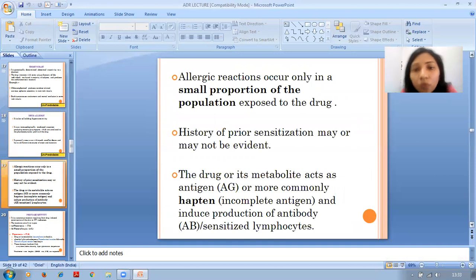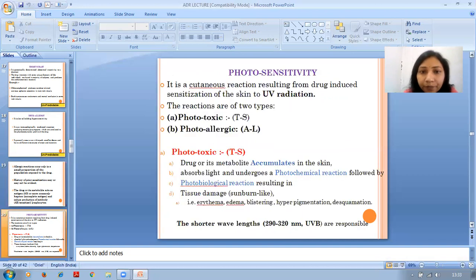Allergic reactions occur only in a small portion of the population exposed to the drug. History of prior sensitization may or may not be evident. The drug or its metabolite here acts as an antigen or hapten and induces the production of antibody.